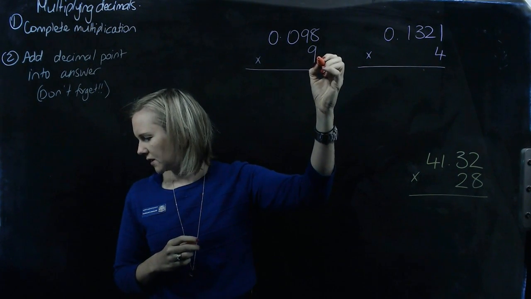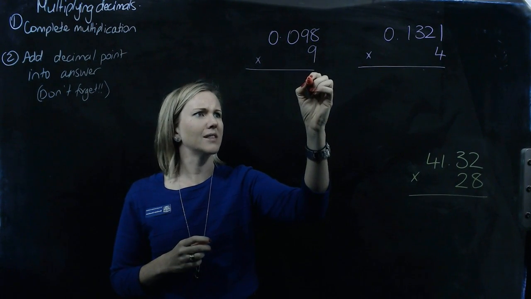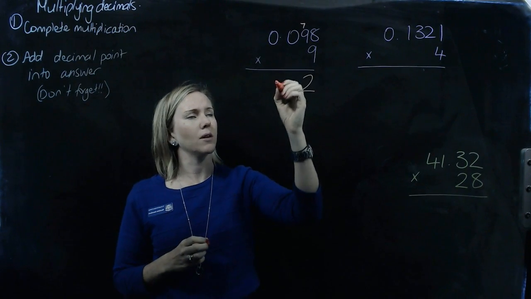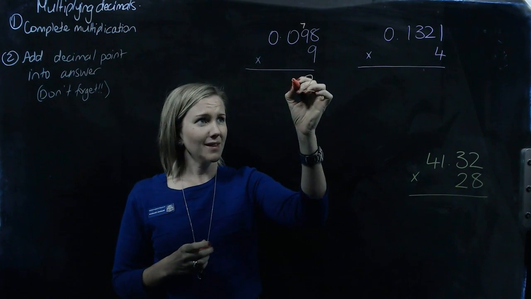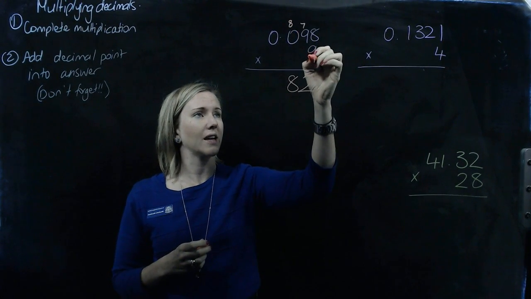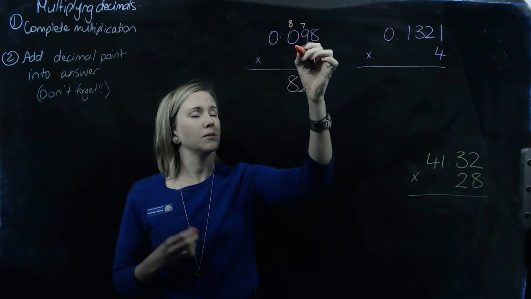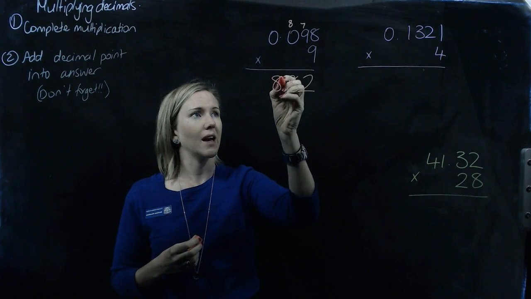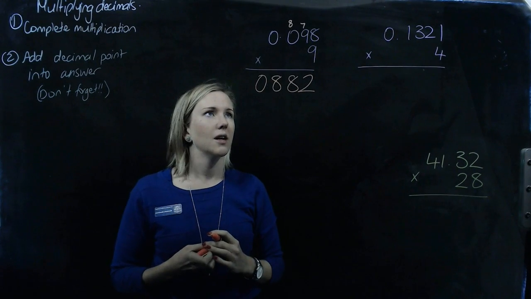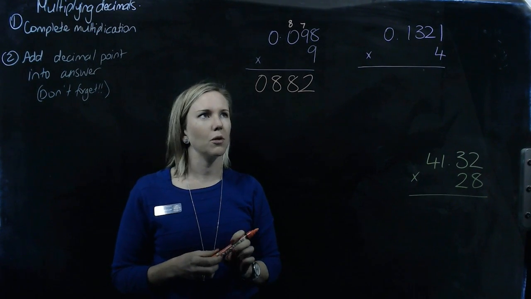Okay, so do the multiplication first. So 9 times 8 is 72. Put your 2 down, carry a 7. 9 9s are 81. Plus 7 is 88. Put your 8 down and then carry your second 8. 9 times 0 is 0. Plus 8 is 8. 9 times 0 is 0. Okay, first step finished. Now you've got to think about where your decimal point belongs.